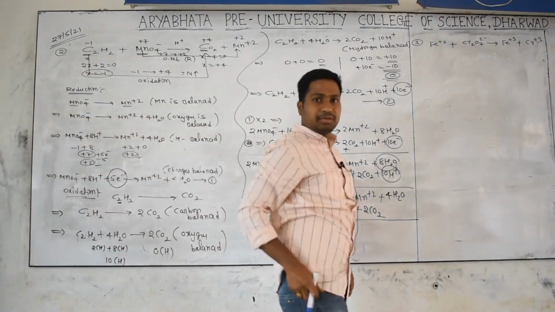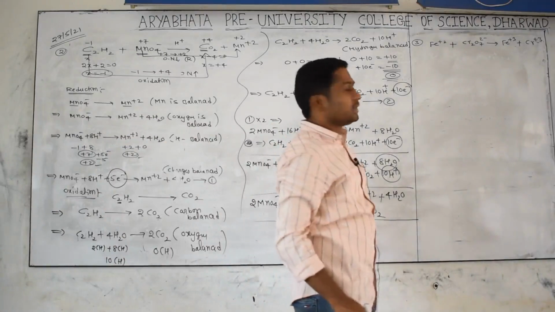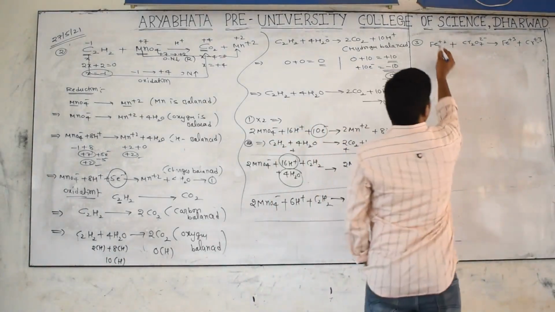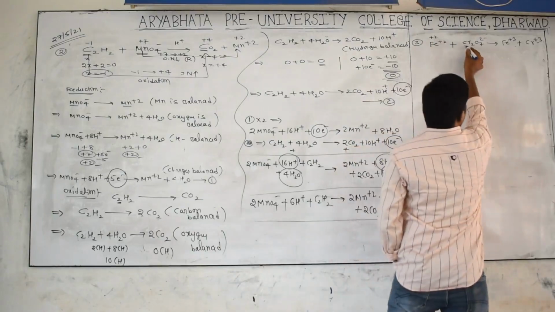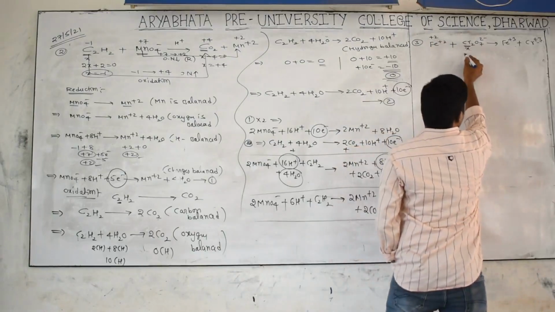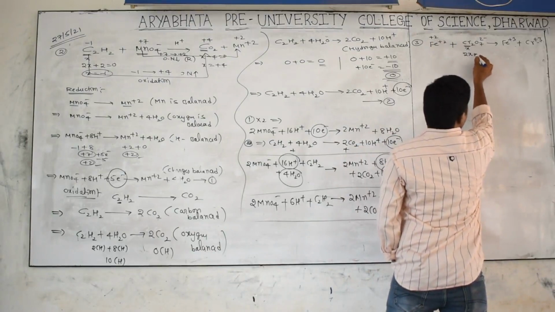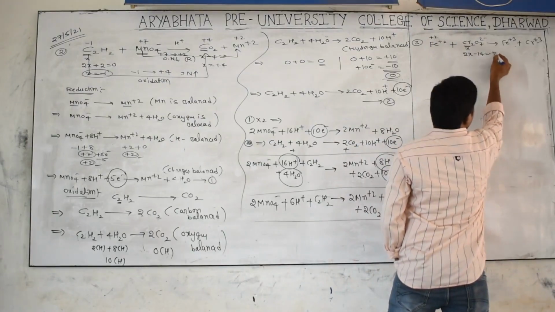The skeletal equation is already given. First we have to get the oxidation numbers. Its oxidation number is plus 2. Here, see it carefully, x for each chromium, 2x, each oxygen is minus 2, so minus 14, is equal to minus 2.